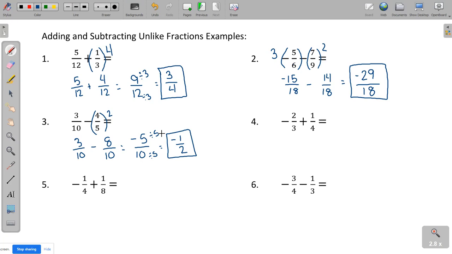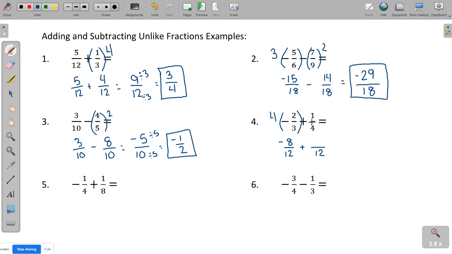Let's look at number 4. We have negative 2/3 plus 1/4. What number can 3 and 4 both go into? 12. So we need to turn our two fractions into a fraction with a common denominator of 12. So 3 times what gives you 12? That would be 4. So 4 times negative 2 is negative 8.